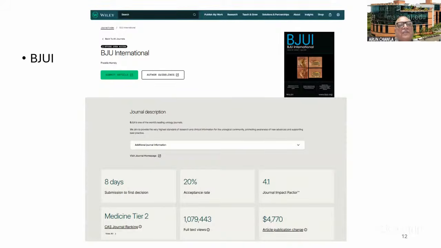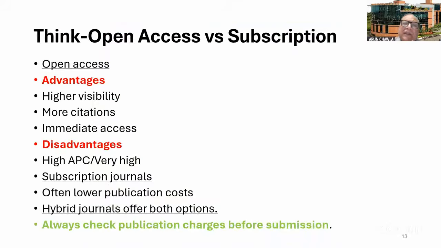premier journal, BJU International, submission to the first decision is 8 days, they will say whether it has gone to review or not, with acceptance rate at 20%, impact factor 4.1. So all this information you get from the journal site. Now, this is another angle.